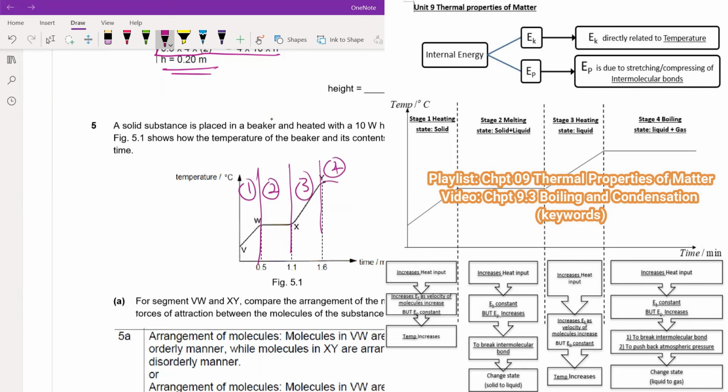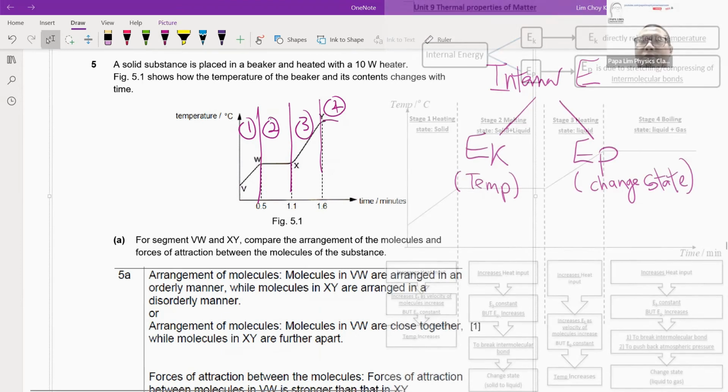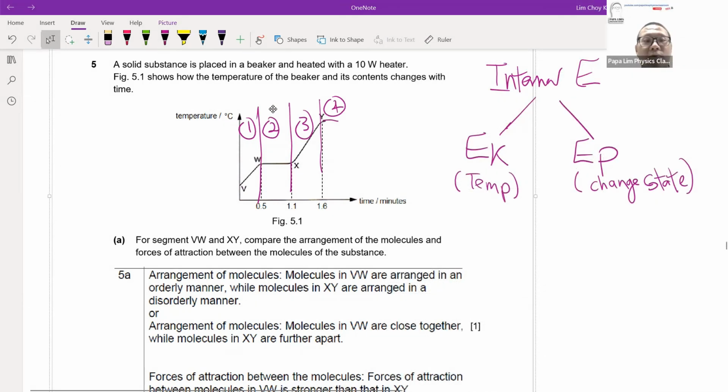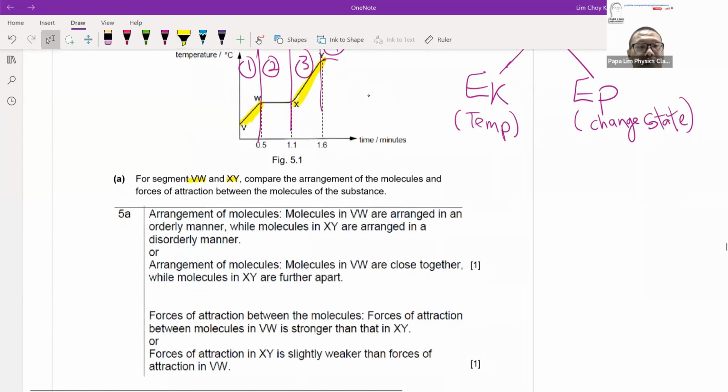And if you have done it, then we'll look at the answers to 5A and 5B to see whether you wrote all the necessary keywords to illustrate the behavior. For example, VW and XY, the heating phase, stage 1 and stage 3. We will compare the forces of attraction and the arrangement of the molecules.